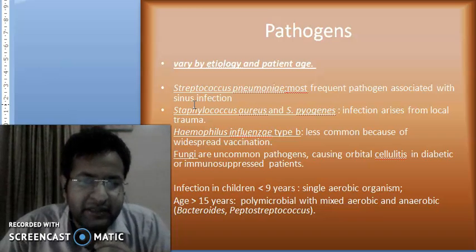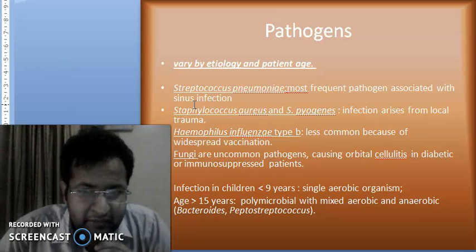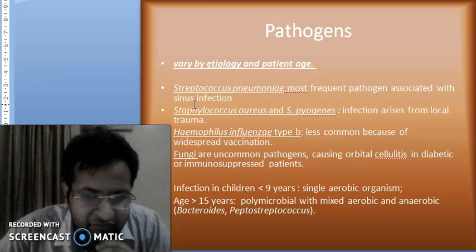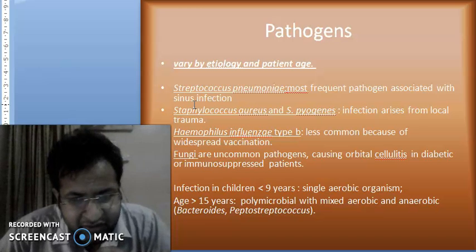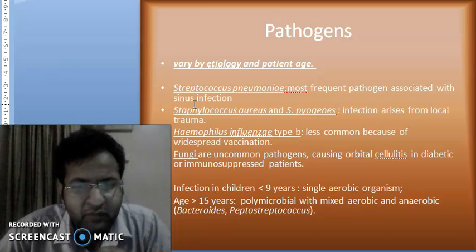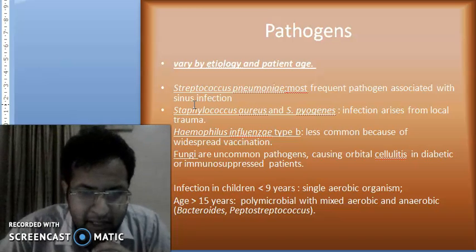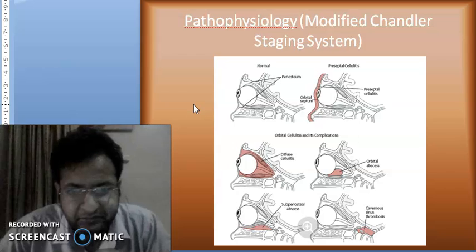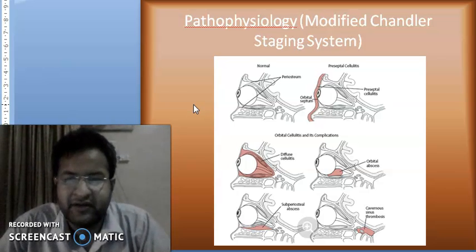In children less than 9 years, a single aerobic organism is mostly responsible. In patients more than 15 years having orbital cellulitis, polymicrobial infection is suspected, with aerobic and anaerobic bacteria like Bacteroides and Peptostreptococcus.